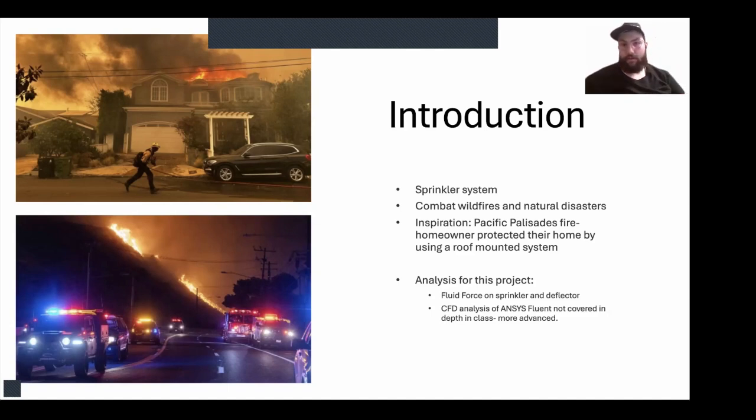So to quickly reintroduce this project, this is the analysis of a sprinkler system. The inspiration for this really comes from the Pacific Palisades fire, where a homeowner was able to protect their house using a roof-mounted sprinkler system. So the idea here is that if we could come up with sprinkler systems and optimize the design, it'd be cool to be able to set these out on houses and protect them from wildfires and other fire-prone areas.